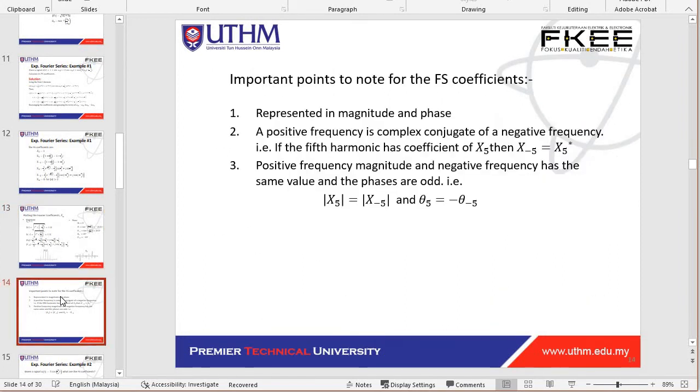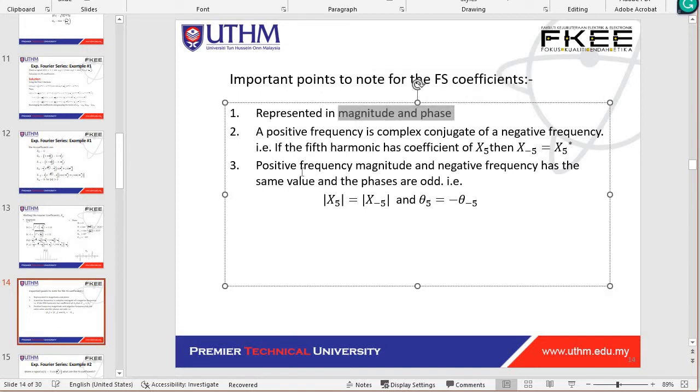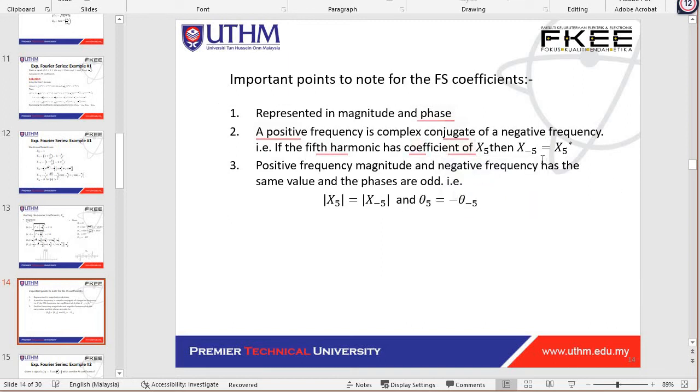There are some important notes for the Fourier series coefficients. So represent in magnitude and phase, so this one you can plot in a graph. A positive value is a complex conjugate of a negative frequency. For example, the fifth harmonic has a coefficient of x5 and x minus 5 is equal to the conjugate. This means that the coefficients are conjugates.